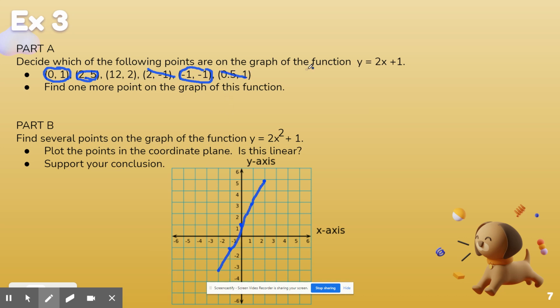For 12, 2, the only way that you can check is plug in 2 for y and plug in 12 for x, and what you want to do is solve. 2 times 12 is 24, plus 1 is 25. Well, that's not true, so then that means that one's not on the line.